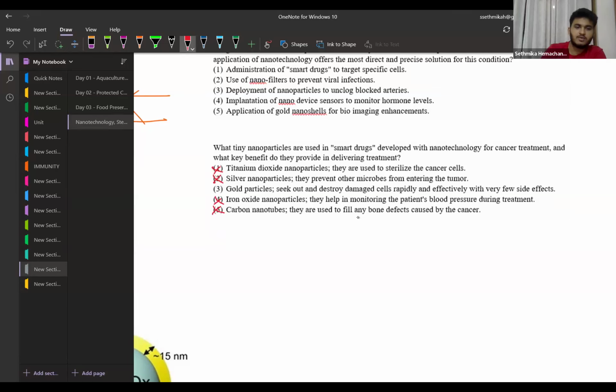But you don't get that anyway. Gold particles seek out and destroy damaged cells rapidly and effectively with very few side effects. Right? That would be the best answer. So the third one is the answer. Right. Is it clear?